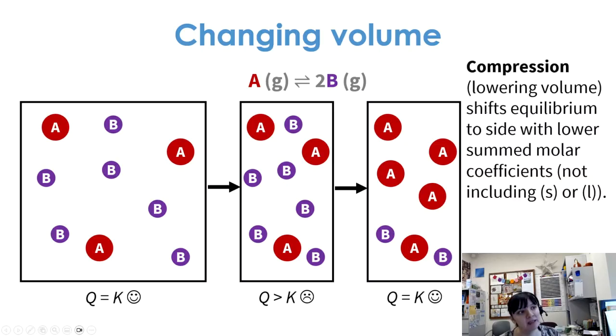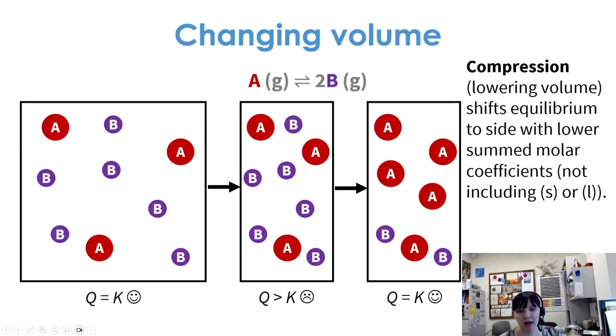thus restoring balance once more. Now, in a more generalized form, we can think of the effect of compression this way: anytime we compress or decrease the volume of our system, the reaction is going to shift towards the side with a lower summed molar coefficient. When I say summed molar coefficient here, I mean all of the molar coefficients on the reactants versus all of the molar coefficients in the products. Whichever one is lower, that's the side that is favored or pushed towards when we compress the volume, like we see right here.